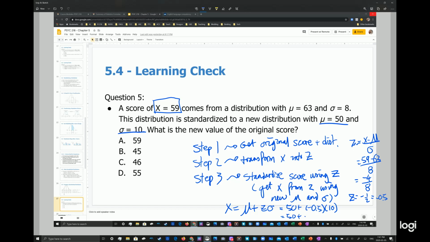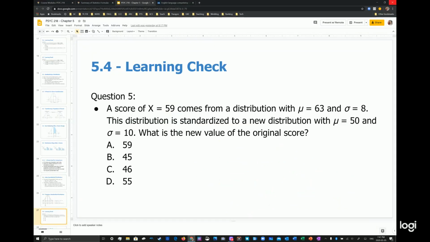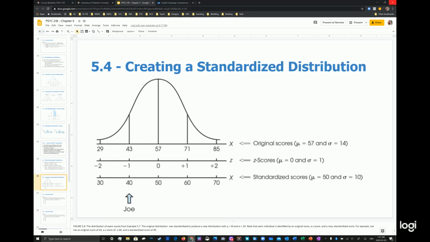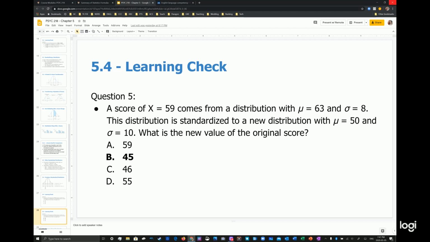50 plus negative 5. So here it is 50 minus 5, which is 45. So if you answered 45, you would be correct. And remember to do all 3 of those steps. The steps are here, and on this slide and slide 26 for 5.4, creating a standard distribution. You can do that for this learning check. Make sure you practice this. Make sure you look for practice questions to do it, or make up different numbers and try it too.